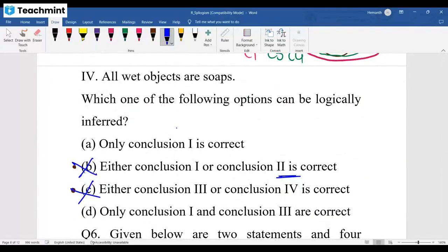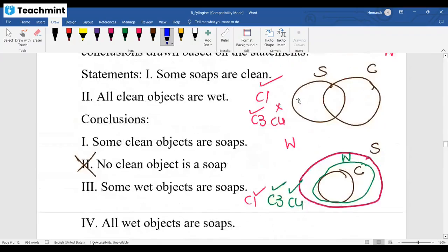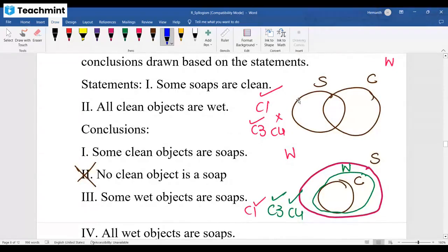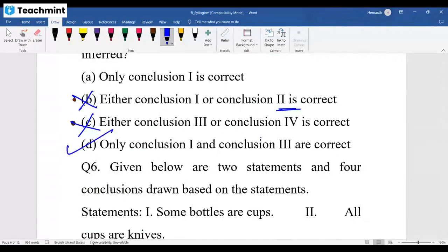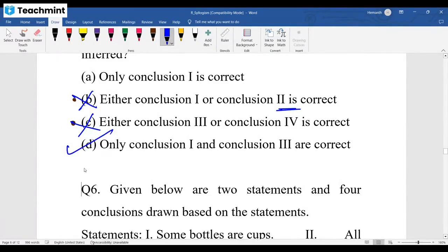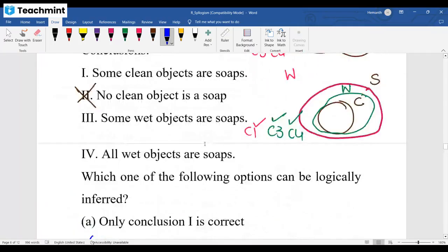Now, is it only 1 or only 1 and 3? Is the third one true in all diagrams? What have you drawn so far? The third one is true in both. So we can consider 1 and 3 as the answer. 1 and 3 is your answer. Option D. Option D, 1 and 3 is correct.